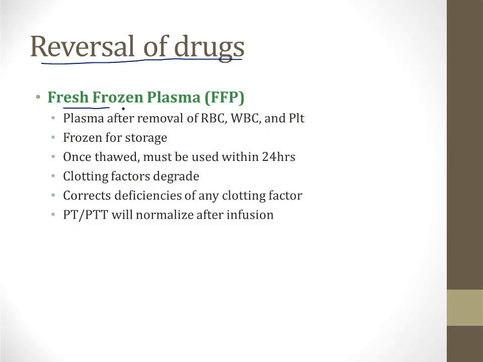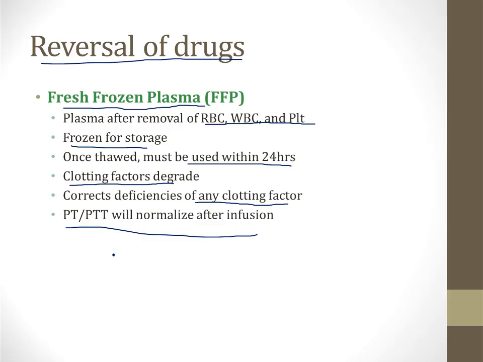So fresh frozen plasma can be used to reverse the effects of warfarin very quickly. FFP is plasma after removal of the cells, like red cells, white cells, and platelets. It's then frozen for storage, as the name implies. Once you thaw it, you have to use it within 24 hours or the clotting factors degrade, and it will correct deficiencies of any clotting factor. So all those vitamin K clotting factors whose levels are low in patients on warfarin will be corrected by FFP, and the PT and PTT will normalize after infusion.